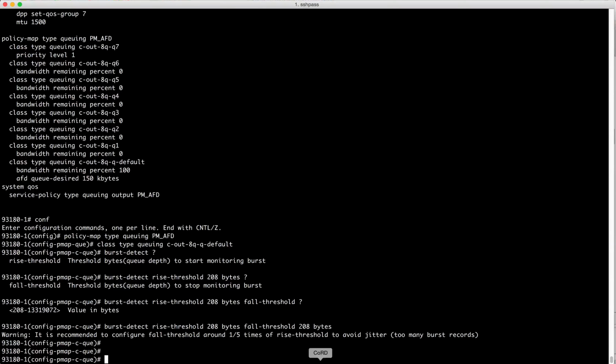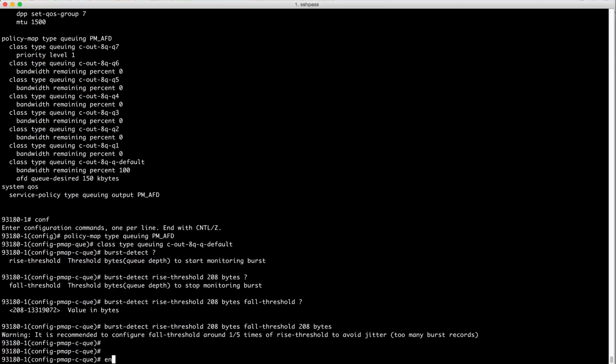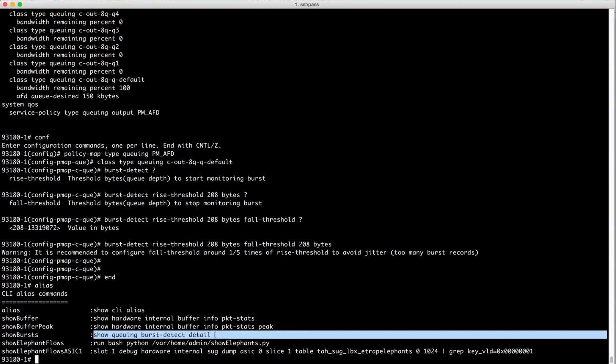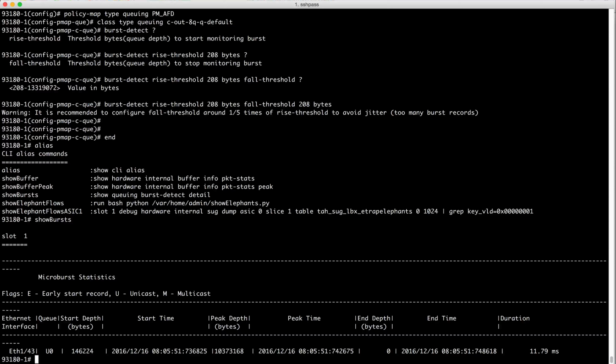Okay, now we're going to go back here and resend the burst from Xia, and as always it will take a few seconds. Now if you want to see the microburst information, the CLI is called show queuing burst detect, and with detail you can get detailed information, which I have an alias for. And so we see it here now.